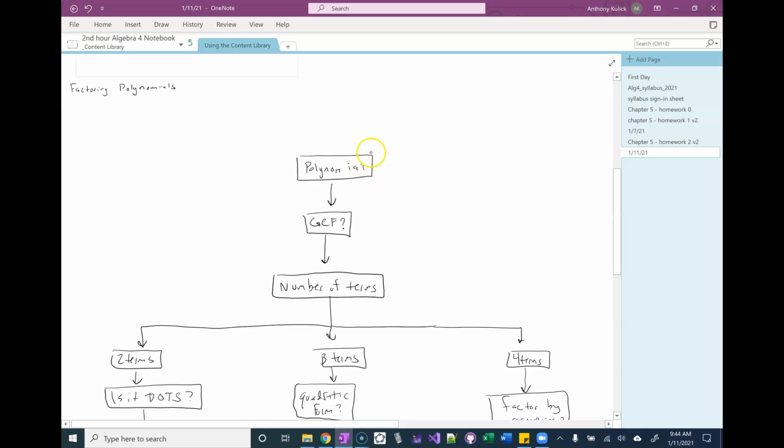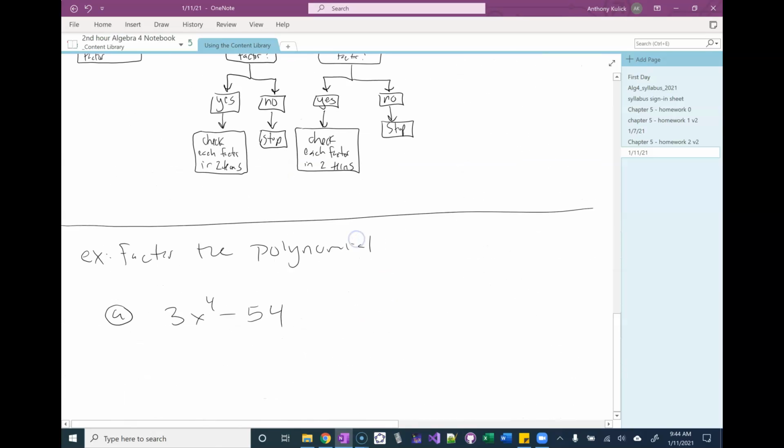So we're starting with our polynomial that we want to factor. The first thing we do is look for a greatest common factor. So our polynomial is 3x to the fourth minus 54. Is there a greatest common factor there? Well, the only possible greatest common factor can be the number 3, right? Since the second term doesn't have any variables, and the first term is only divisible by 3, does 3 divide 54?